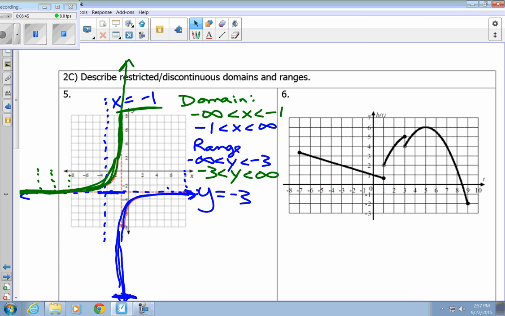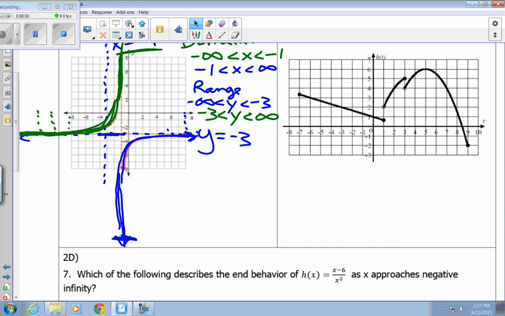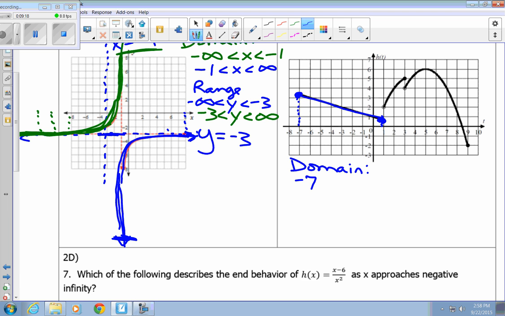On to number 6. Number 6 for the domain. How far left will the graph go? Well, there's a filled-in circle here. That's the farthest left point. There's no arrows on here, so this is the farthest left. Is negative 7. So we say negative 7 is the start. Follow that line. It goes to right here. That point is at the x value of 1. Well, it ends here, but it begins, there's a hole at 1 also.